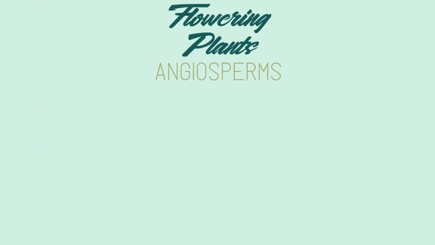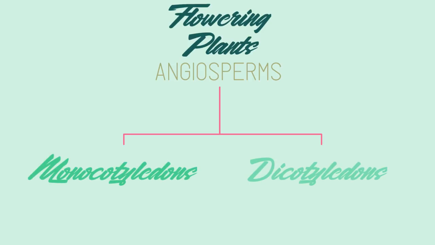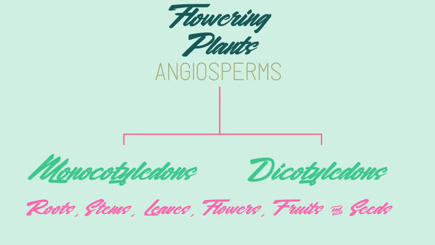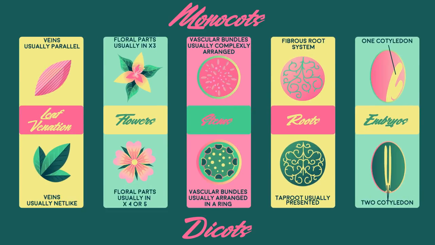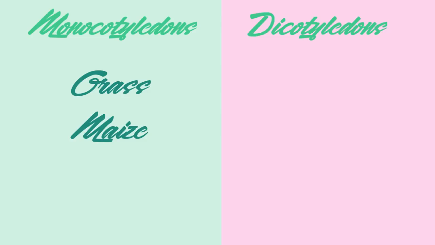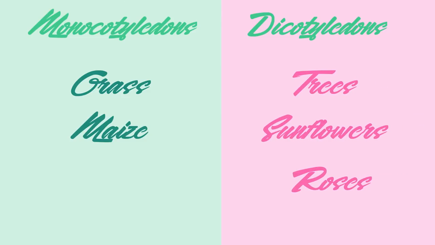Now for angiosperms, the largest and the most diverse group in the plant kingdom. Angiosperms consist of two major groups, monocotyledons and dicotyledons. These groups differ with respect to their roots, stems, leaves, flowers, fruits, and seeds. Some observable differences are that monocots have parallel veins and petals in groups of 3, whereas dicots have net-like veins and petals in groups of 4 or 5. There are other differences as well, but we don't need to worry too much about these at this stage. Grass and maize are examples of monocots, whereas trees, sunflowers and roses are examples of dicots.